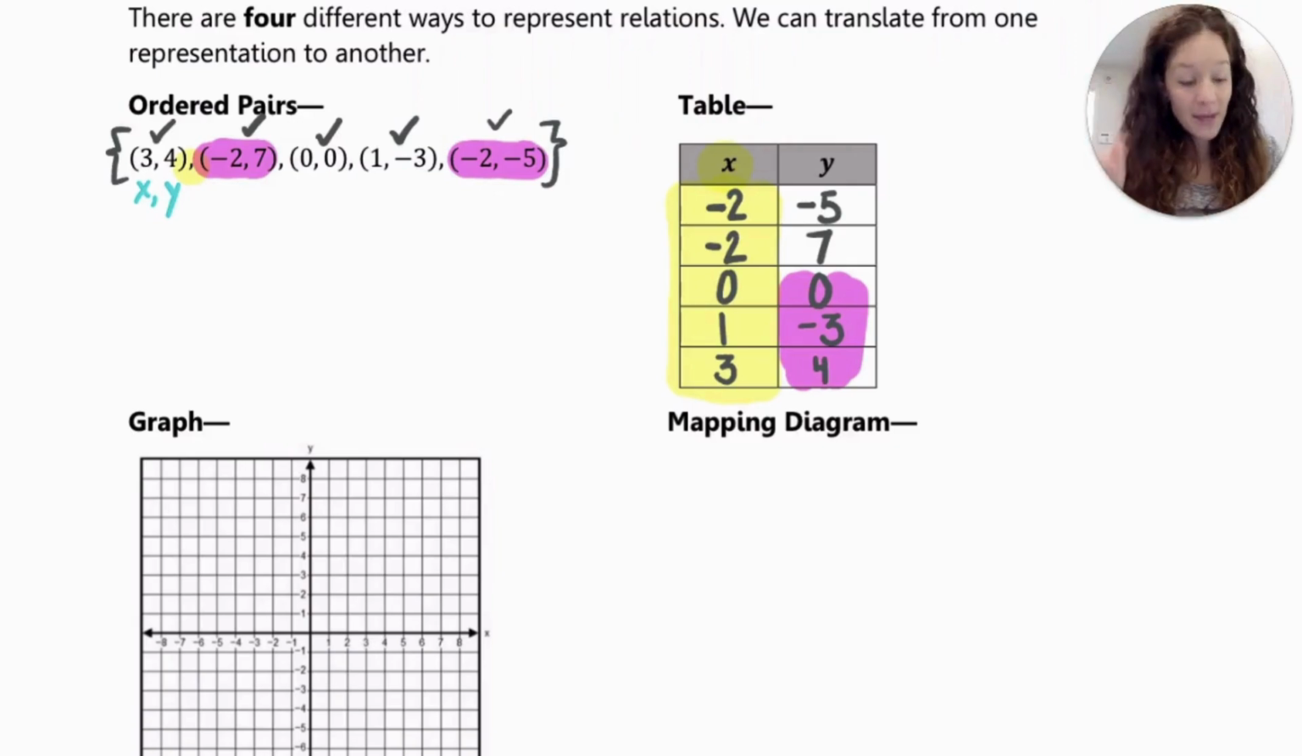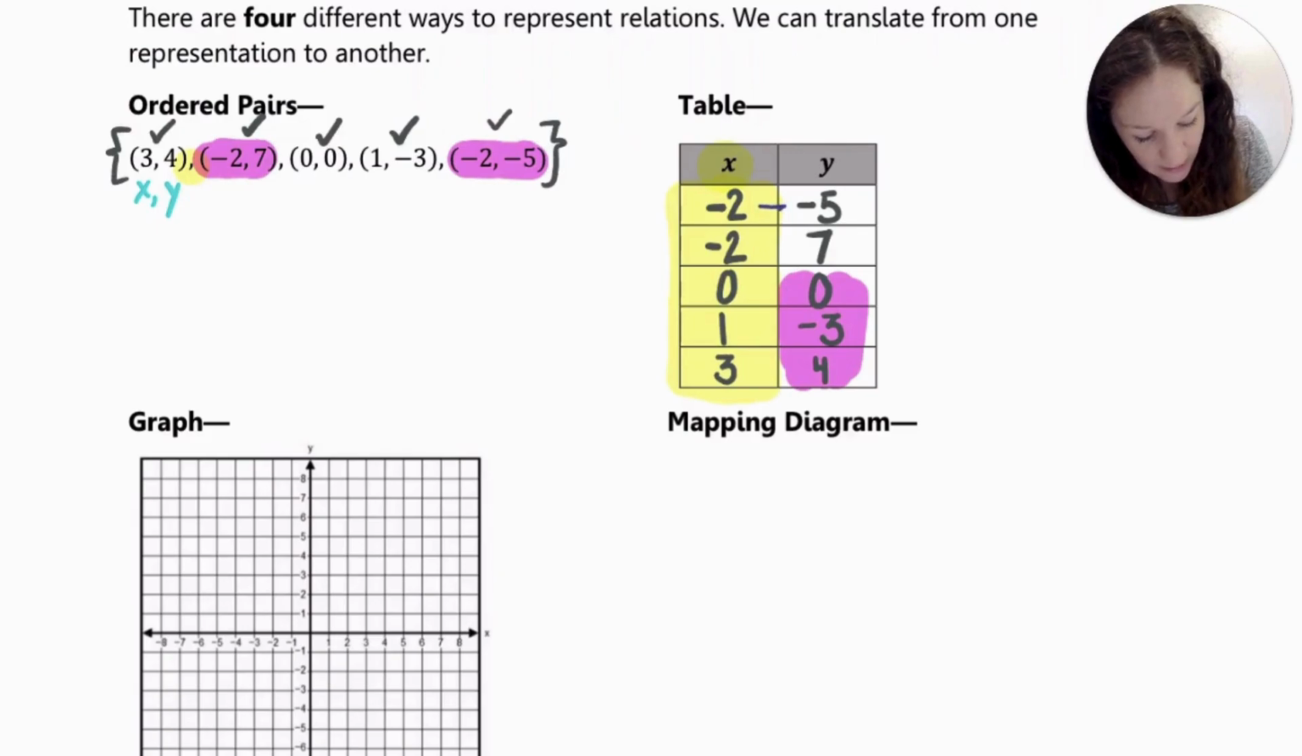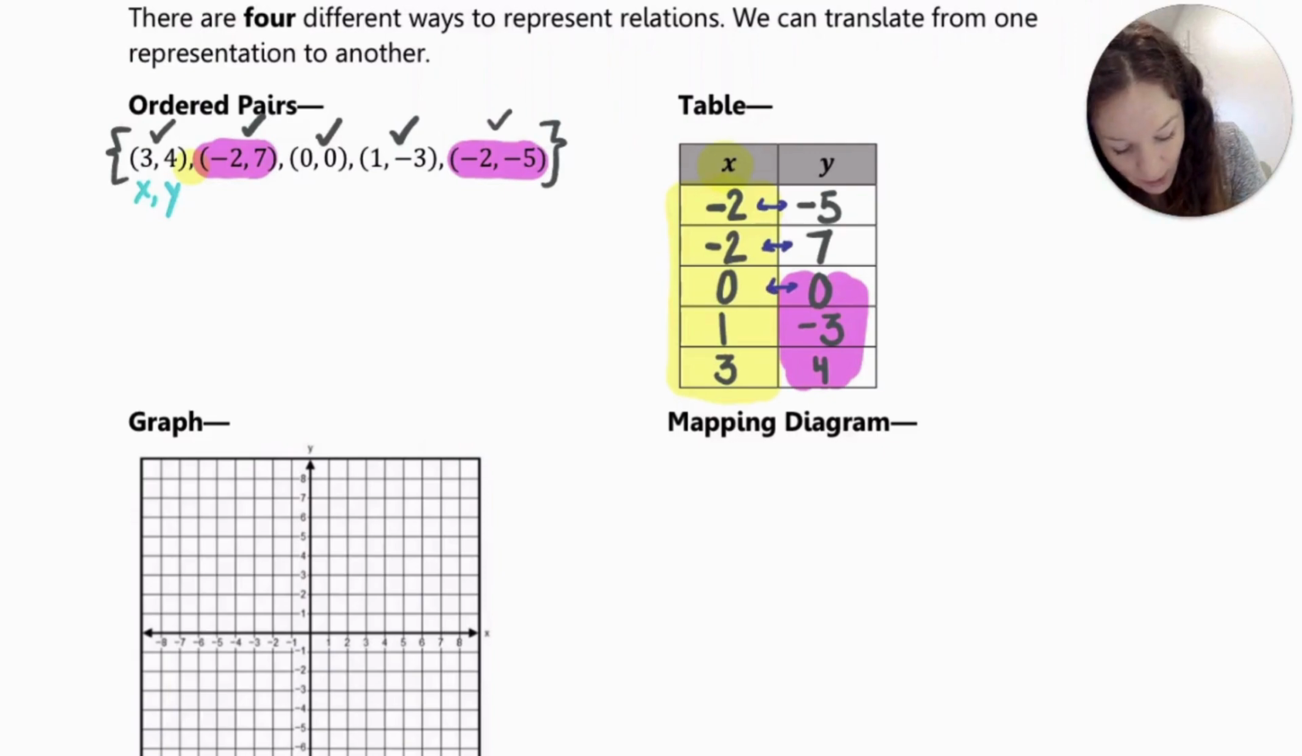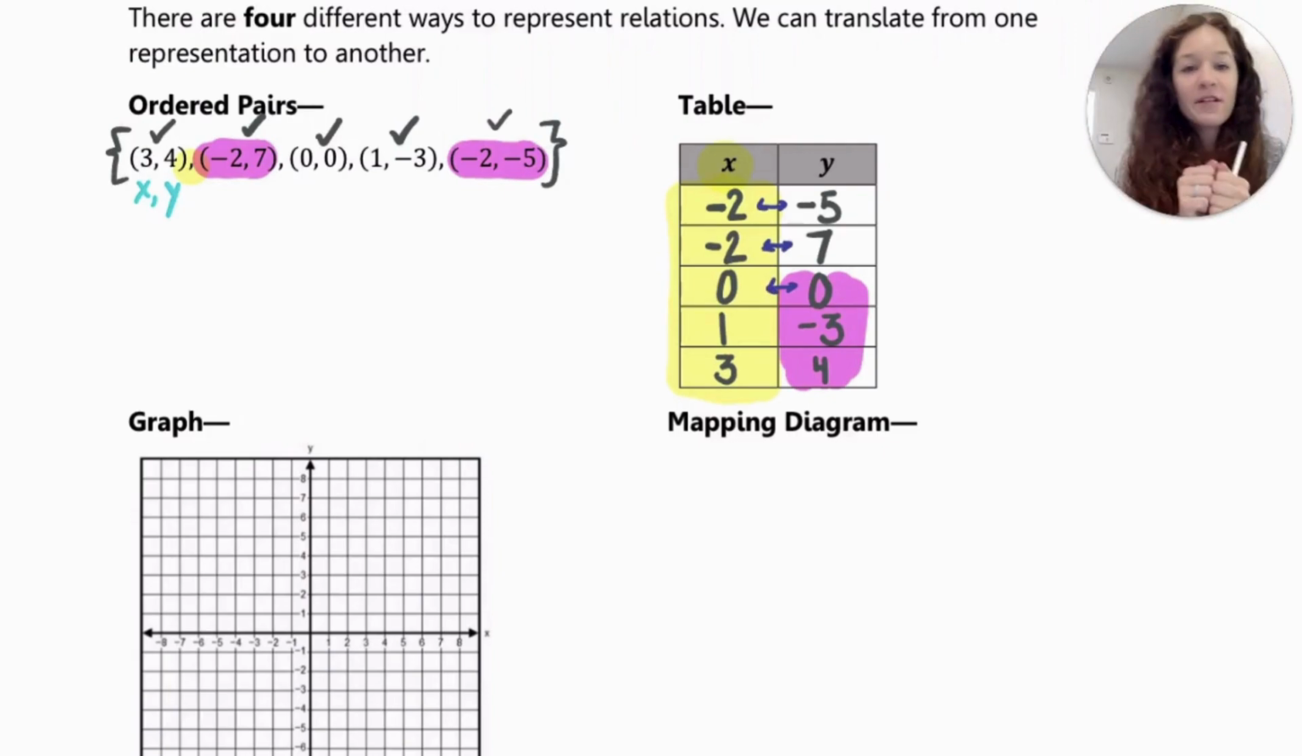And what's important is to make sure that each x is buddying up with its y from the ordered pair. So -2 is buddying up with its -5, its partner in crime. Then -2 is buddying up with 7, its partner in crime. Then 0 is buddying up with 0, so on and so forth. Okay? So that is how we would translate from ordered pairs to tables.